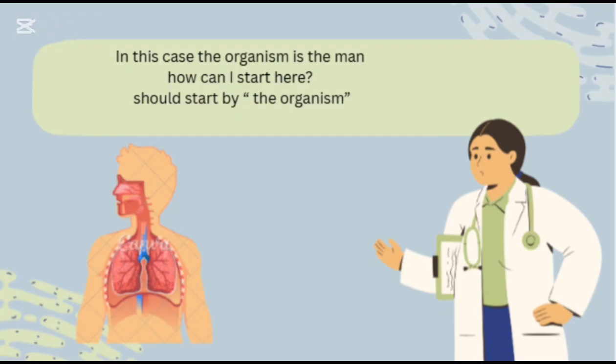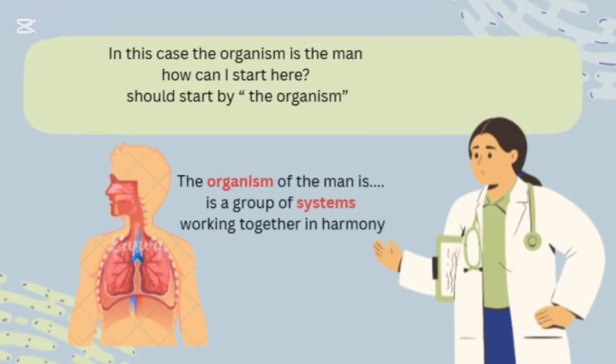Now look at the man. Is he just one piece? Of course not. So, grade 6, tell me now, which sentence should I always start with? If you said the organism of the man, you are right. Now, after that, I should say the definition of the organism. After saying the organism of the man, I should define it.